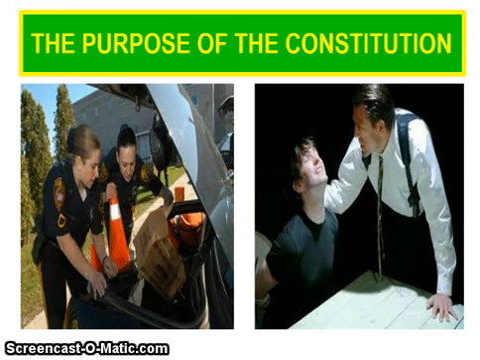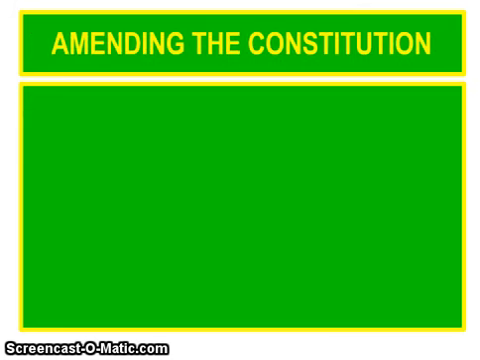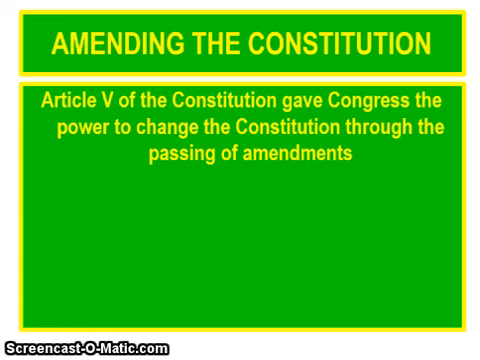first unit, the First article created the legislative branch. The second article created the executive branch. The third article created the judicial branch. Well, the fifth article detailed how we can amend the Constitution. And so that article gave Congress, in particular, the power to change the Constitution through the passing of amendments.